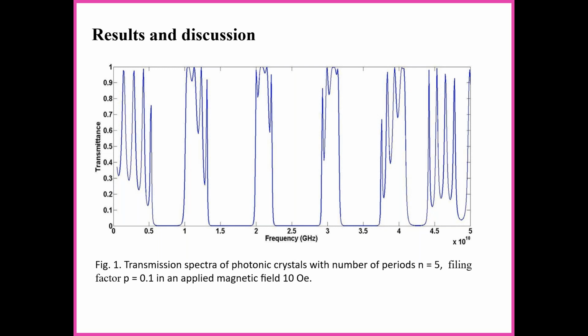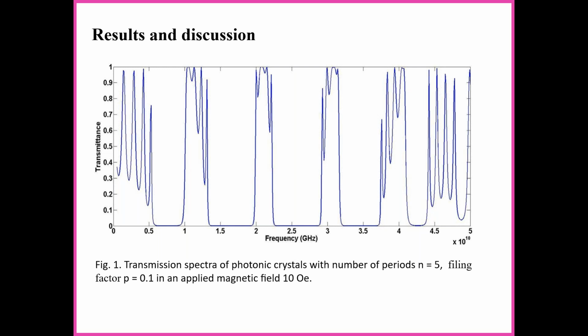Here we are taking the number of periods equal to 5, only 5 sets, and the magnetic field applied is 10 oersted, and the fill factor equal to 0.1. We are doping silver in the ytterbium iron garnet material. So for a fill factor of 0.1, using the Maxwell-Garnett equation, we can find the permittivity of the whole composite medium. In that, the fill factor is more important. When we increase the fill factor, everything will change. So for the fill factor equal to 0.1, we get this transmitted spectrum.